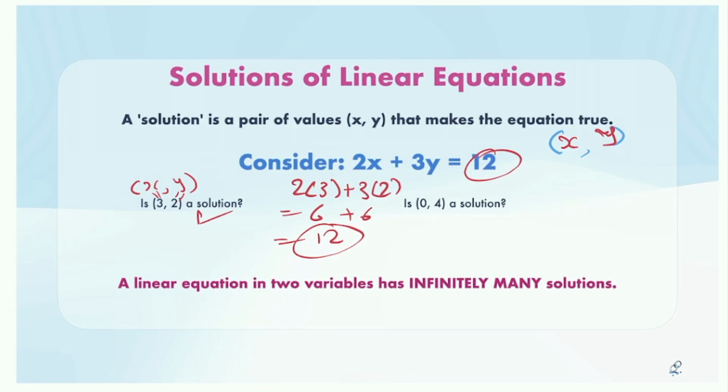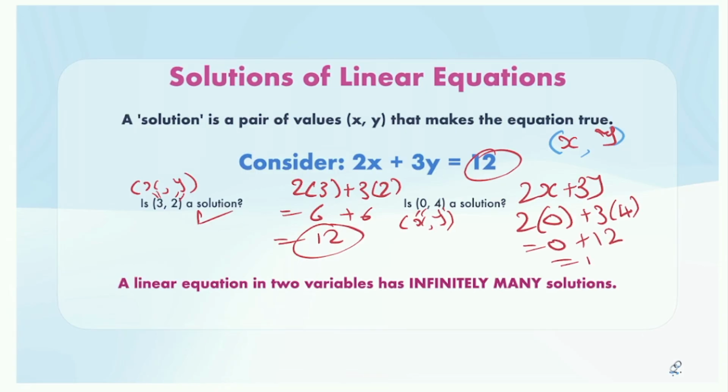Now let me check another one, (0, 4). If you compare it with x and y, x equal to 0, y equal to 4. So let me write 2x plus 3y: x equal to 0, plus 3 in brackets, y equal to 4. So 0 plus 3 times 4 is 12. So my answer is 12, and you can see here I have 12. So yes, this point also satisfies the equation by putting the values of x and y in it.